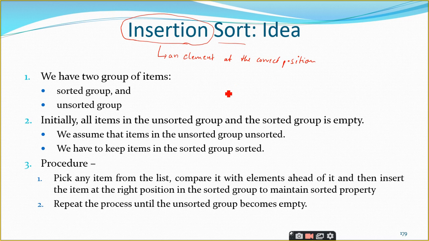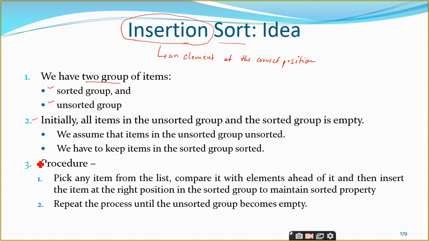As we have seen in the earlier session about the selection sort, we divide the given list of elements into two groups. One is the sorted group and the second one is the unsorted group. Initially, we will take all the items in the unsorted group and the sorted group will be empty. When you start implementing the procedure of the insertion sort, we will move the elements from the unsorted group to the sorted group. So, the sorted group becomes larger and the unsorted group becomes compressed.